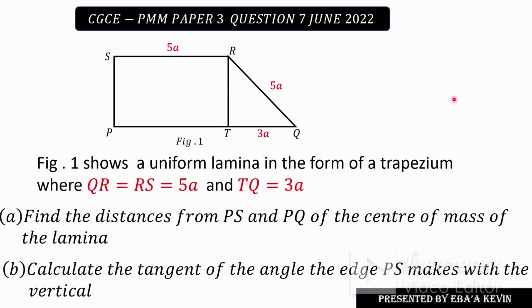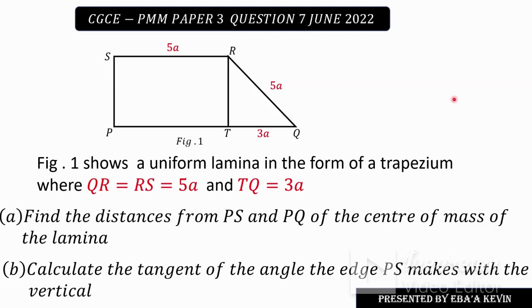So today we are simply continuing by solving the commodity examination pure mathematics with mechanics paper 3. We are going to be solving question 7 of June 2022. Actually, that is June 2022, question 7, pure mathematics with mechanics paper 3.